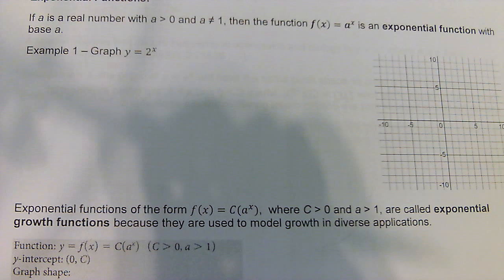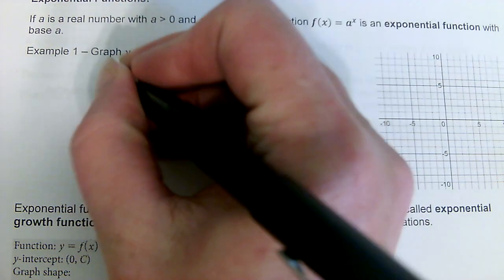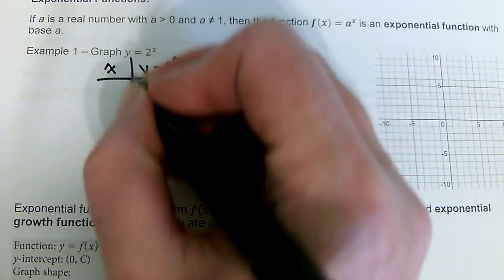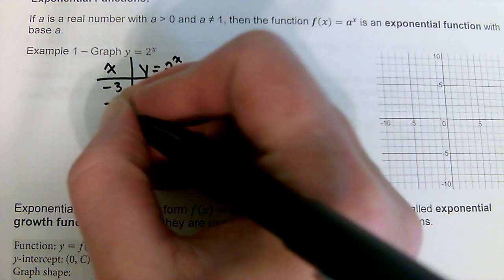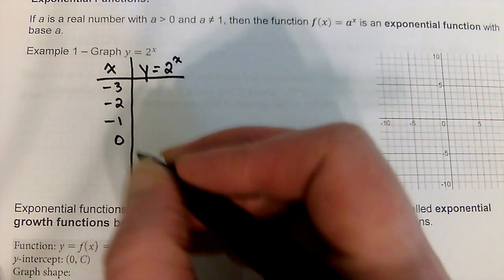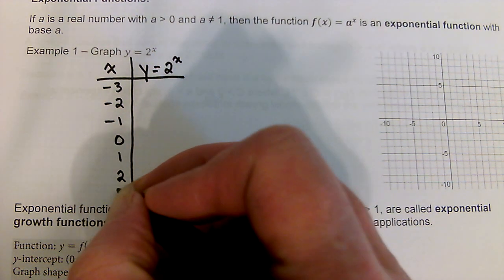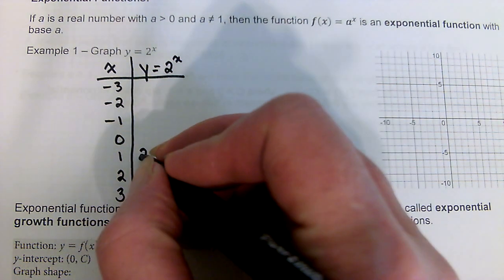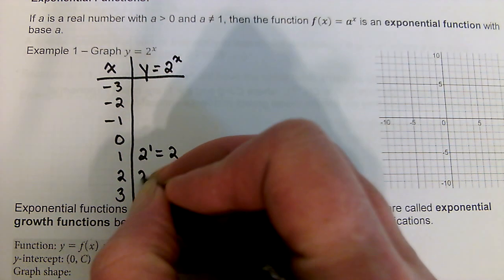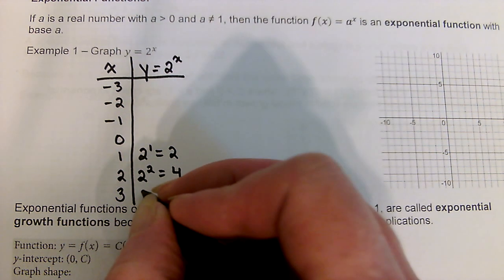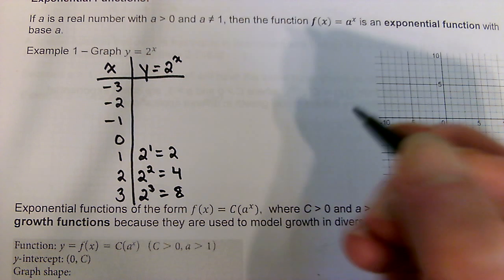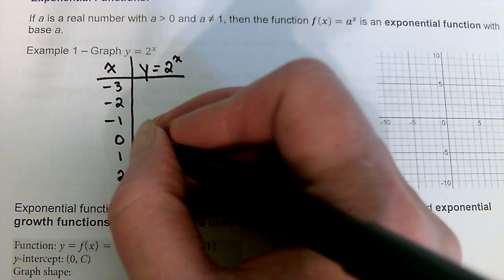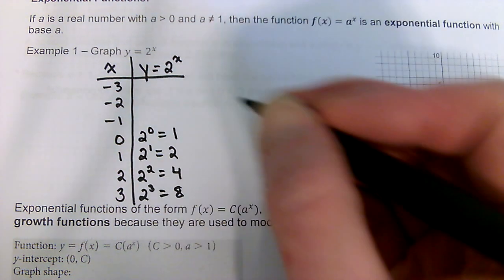Okay, so let's make a table. We're going to have x and y equals 2 to the x. Now some of these you know pretty easily, or you should. 2 to the first power is 2. 2 squared is 4. 2 cubed is 8. And it'd be 16 and 32. So you're multiplying by 2 each time. 2 to the 0 is 1.